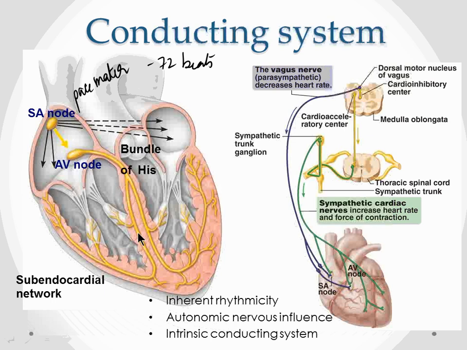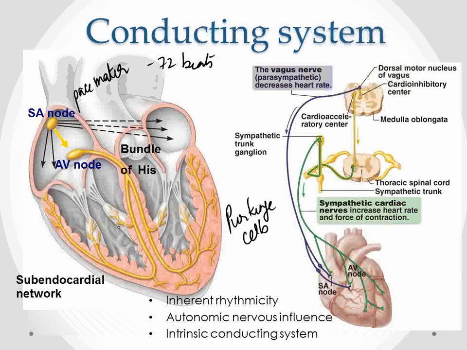This bundle of His divides into two branches, one for the right ventricle, one for the left ventricle. And you can see how they diverge. Then they finally get distributed just below the endocardium as a subendocardial network. The muscle cells there are very special and large, and they are known as Purkinje cells. So this subendocardial network is made up of Purkinje cells.